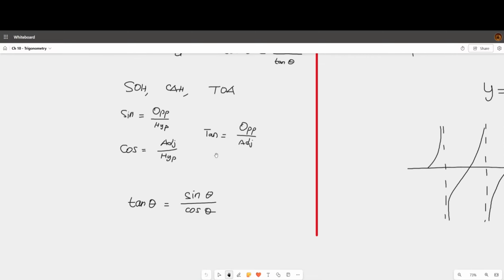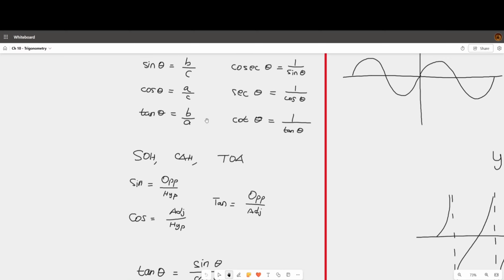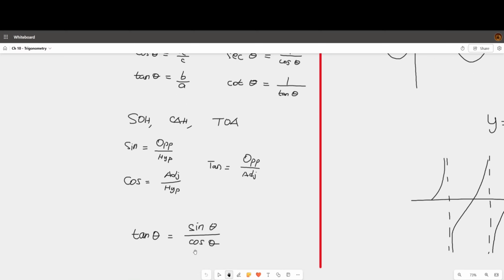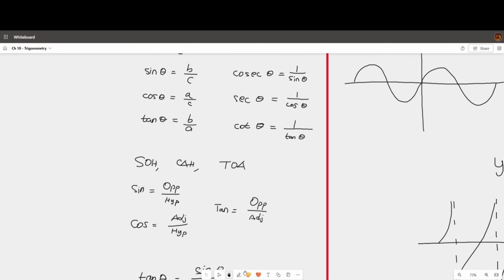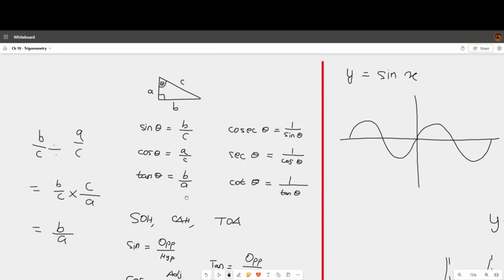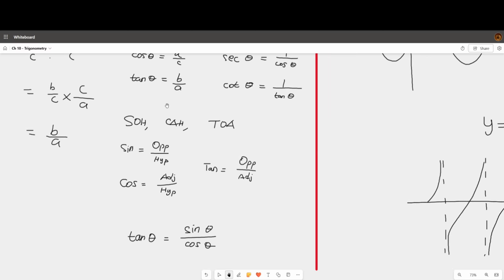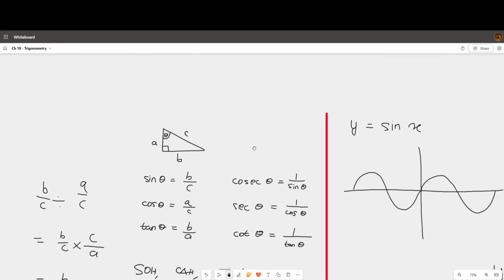And then if you actually paid attention here, you might have seen that tan theta is equal to sine theta by cos theta. So tan theta: b by c divided by a by c is equal to b by c into c by a, which is equal to b by a. And then we know by definition that tan theta is b by a, so we can say that tan theta is sine theta by cos theta.